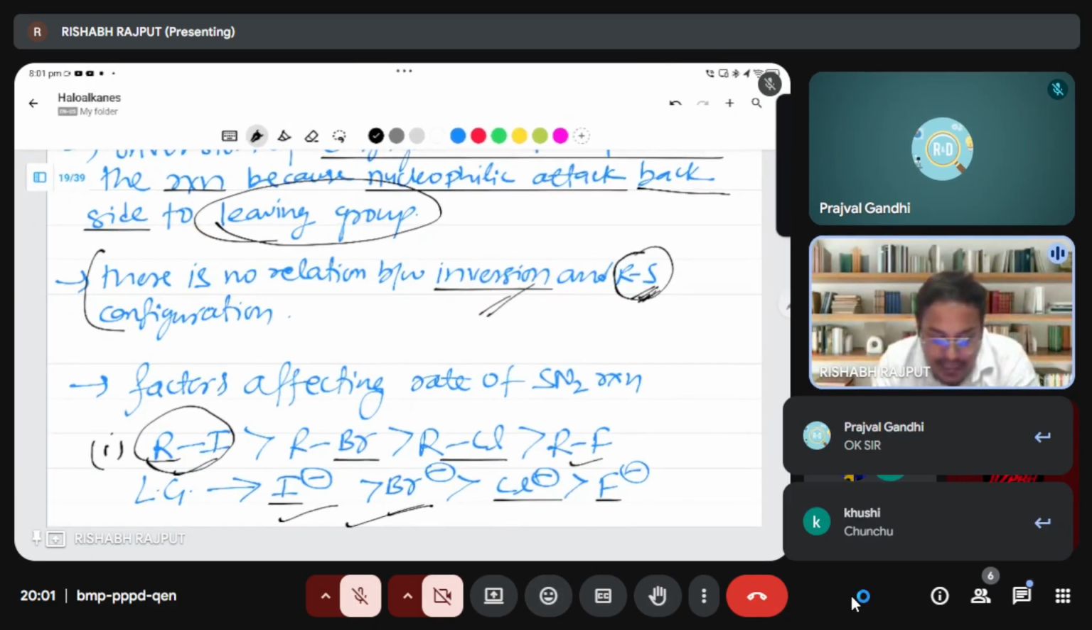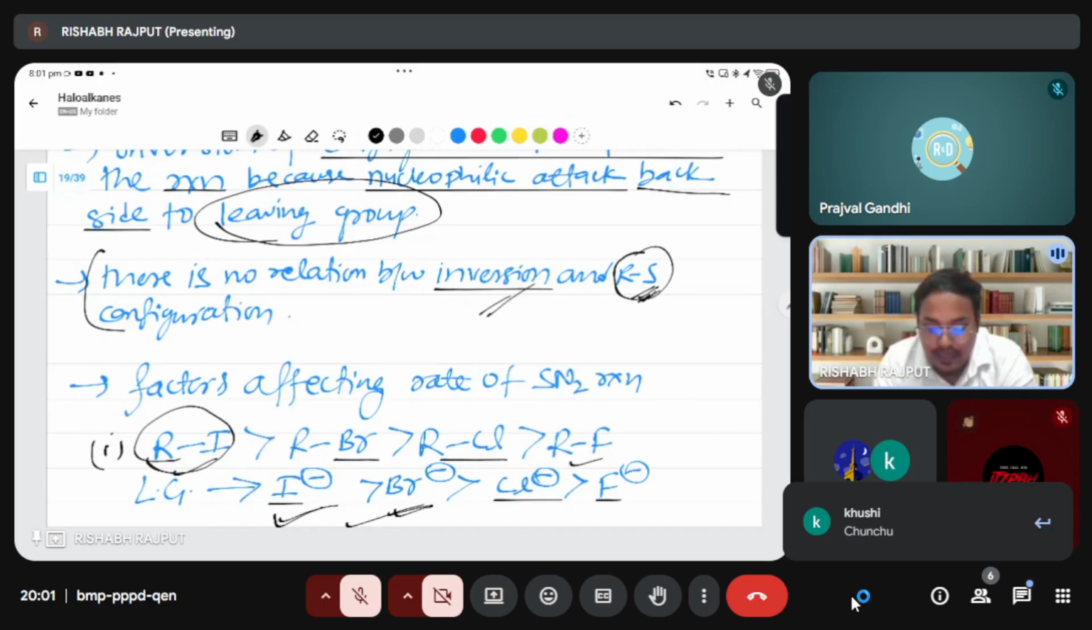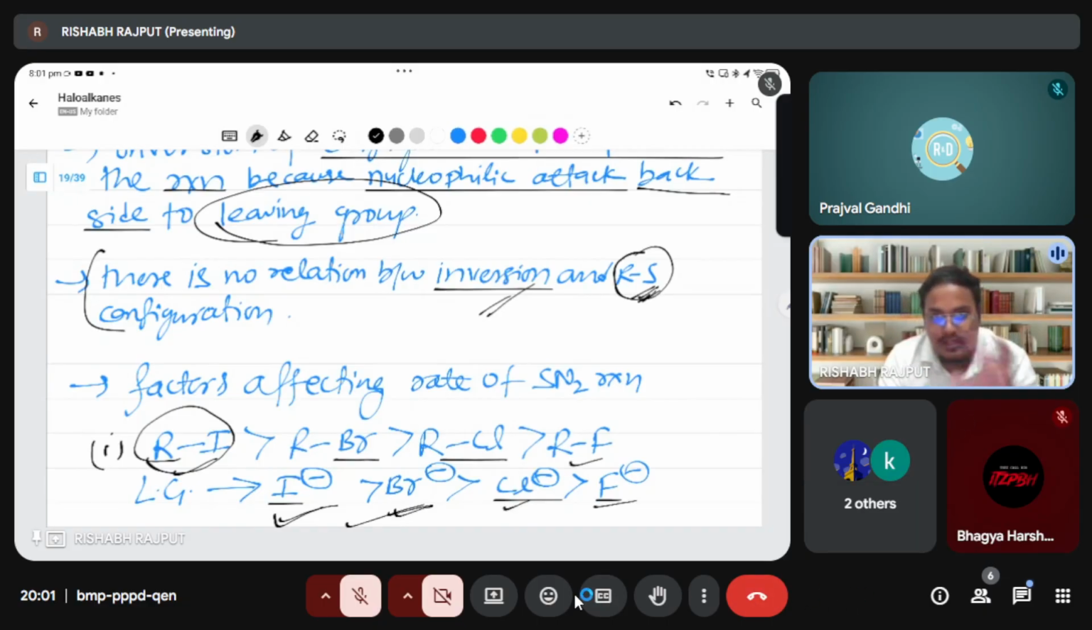See, so iodine negative will leave very early compared to bromine, chlorine, and fluorine. Please remember this thing. And since in RI the iodine will leave early, that is why in the case of SN2 you can say that RI is more reactive compared to RBr, RCl, RF.